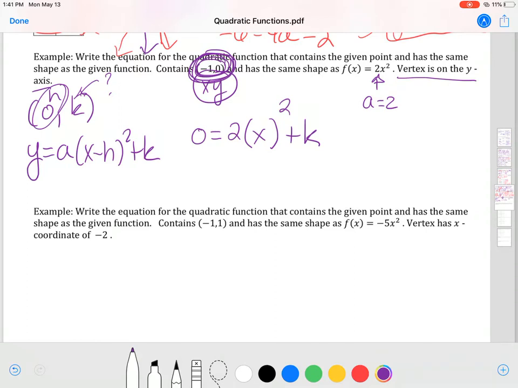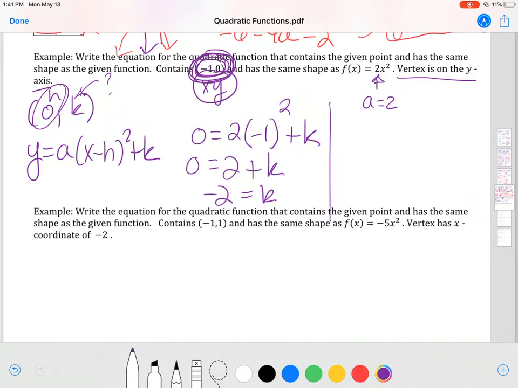So, let's see. Oh, I forgot to put in -1 for x. That's what I did. See, I make mistakes too. So if I take -1 and square it, that gives me a +1. And I have a +1 times a 2, that gives me a +2. So k is going to be -2.